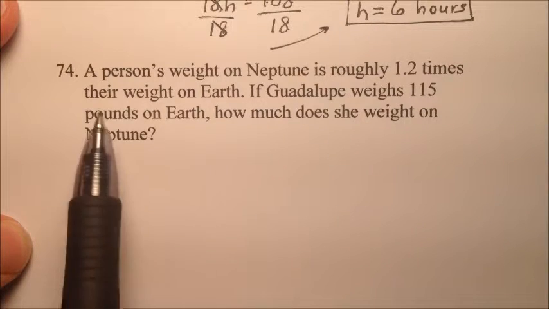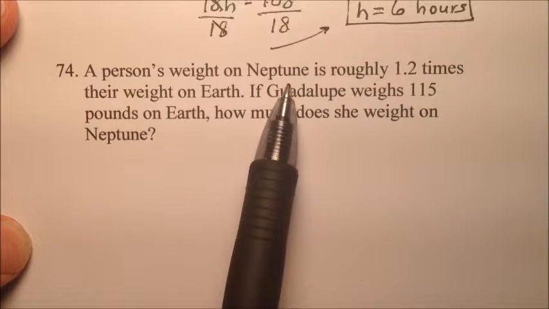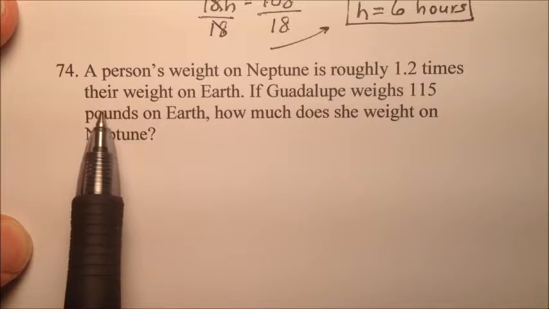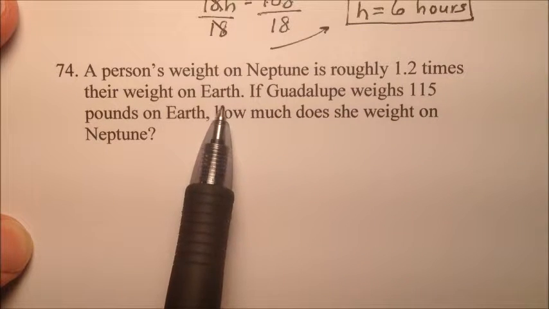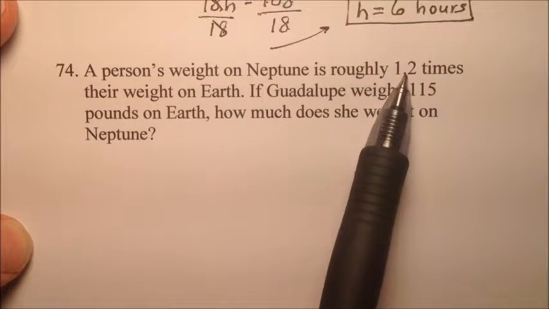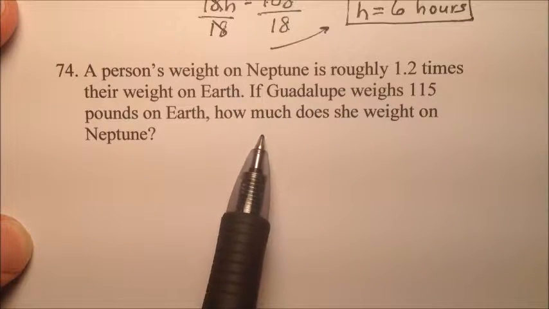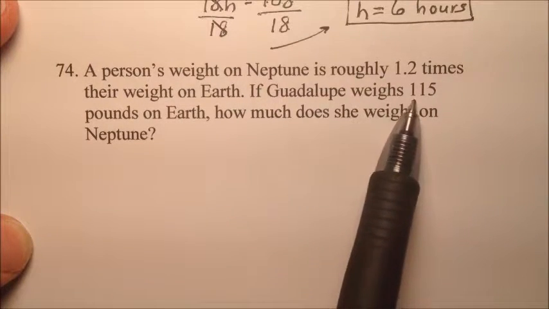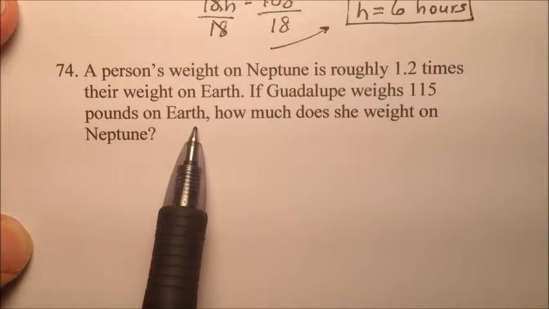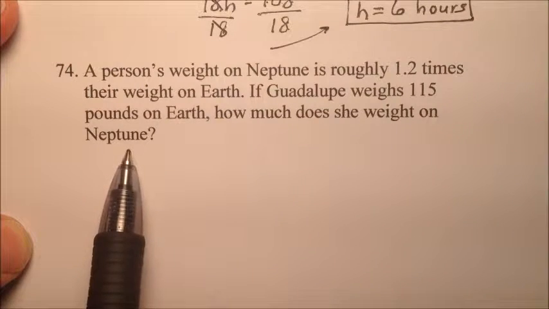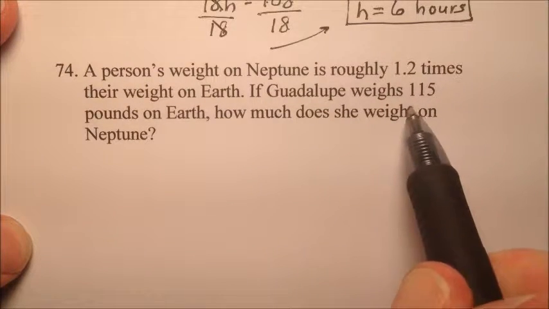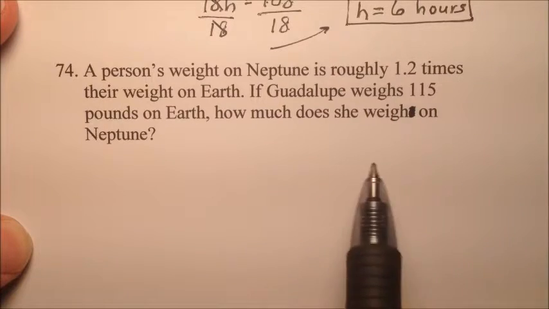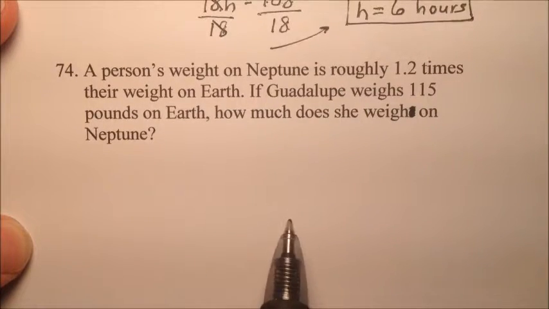Number 74 says, a person's weight on Neptune is roughly 1.2 times their weight on Earth. So however much you weigh on Earth, multiply that by 1.2, and that's what you're going to weigh on Neptune. So if Guadalupe weighs 115 pounds on Earth, how much does she weigh on Neptune? And let's get rid of that T right there. That says weight. So how much does she weigh on Neptune?